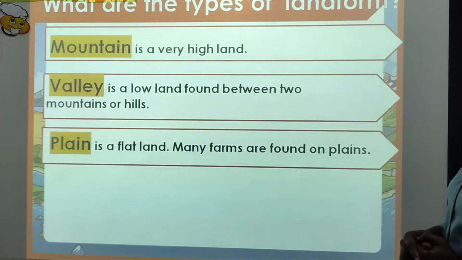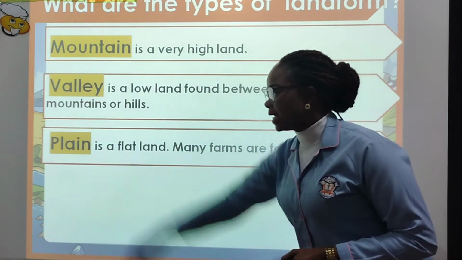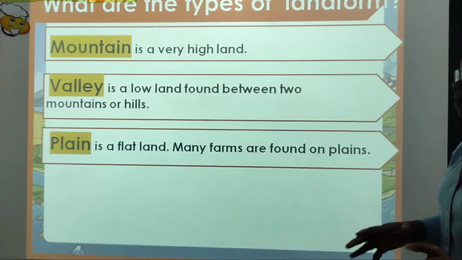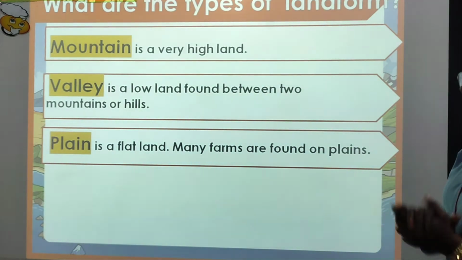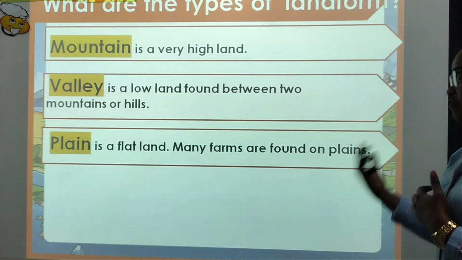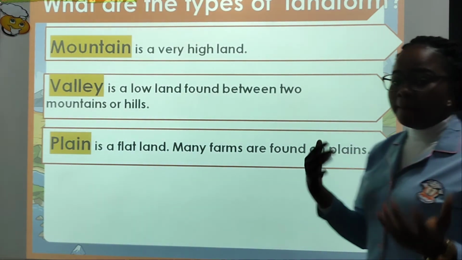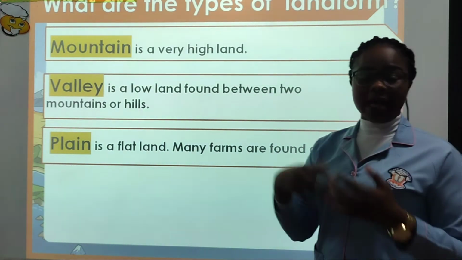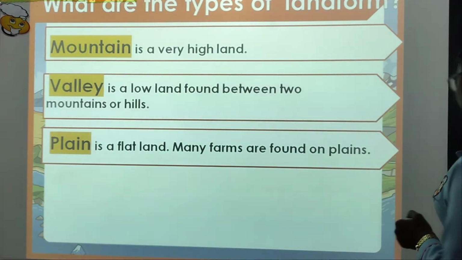Another type of landform is called plain. Again, plain. And a plain is a flat land. Many farms are found on plains.